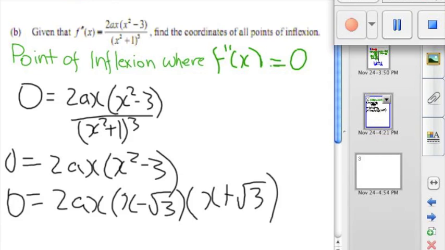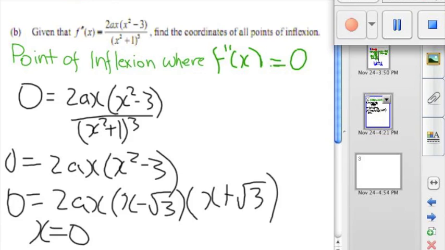So the first x value that makes the equation equal to 0 is the x in 2ax, because if that's equal to 0, then the rest of the equation will be multiplied by 0, and that's going to equal 0. So we know that x equals 0. That's the first one.